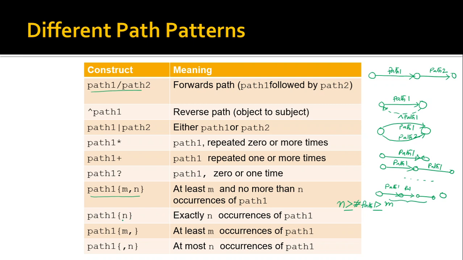Now, if you have only one number, that means you have exactly one occurrence of path 1. And if you have the second argument missing, that means you have at least m occurrences of path 1, and the other part is you have at most n occurrences of path 1, right? So you can see you can make use of it in different scenarios. So we have given one example of the social network where you can define the friendship relationship between two nodes if they satisfy certain criteria, but you can use this to define many other interesting properties in the graph for different scenarios.